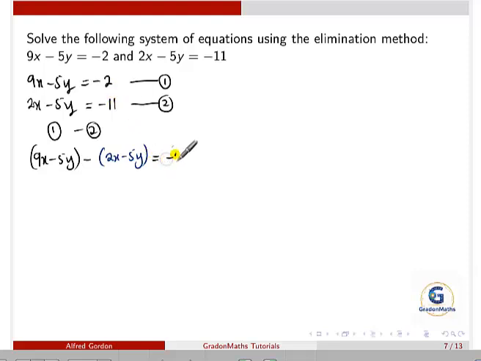equation 1 we have minus 2, and then minus, now in our equation 2 we have minus 11. Be very careful with the negatives. Okay, so let's continue to solve this.